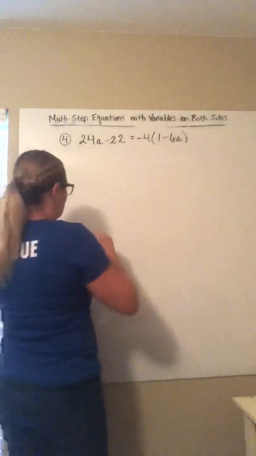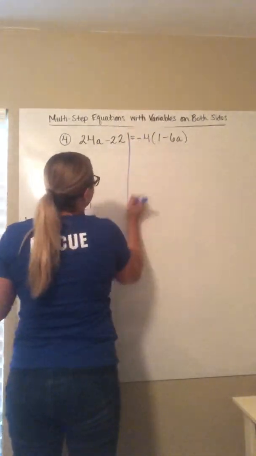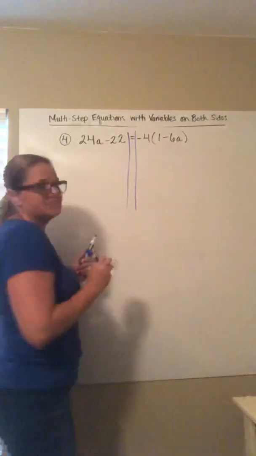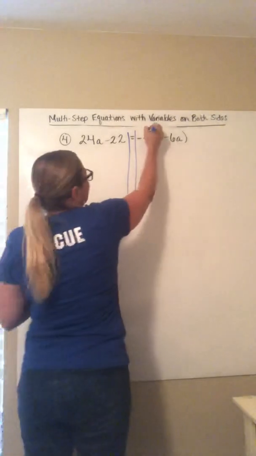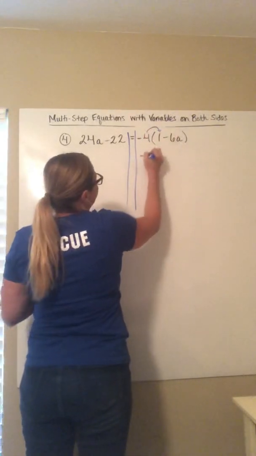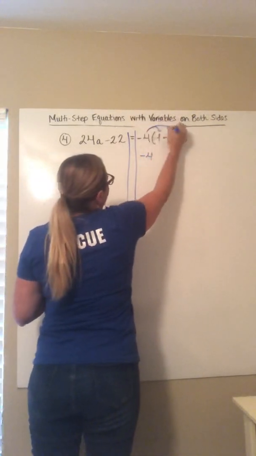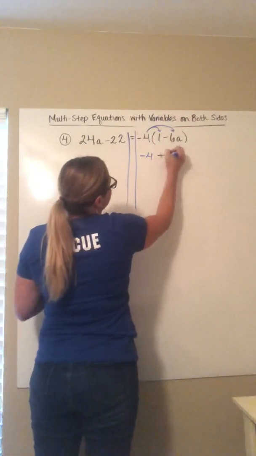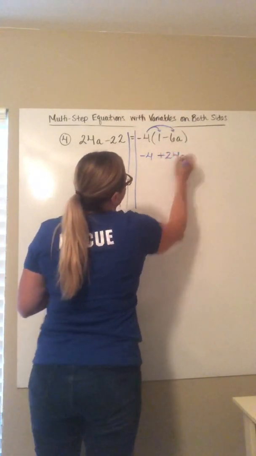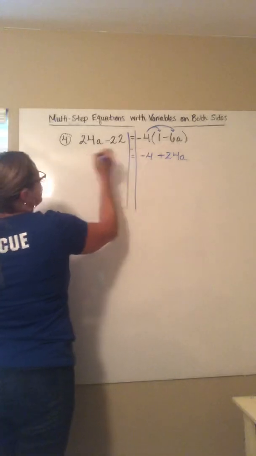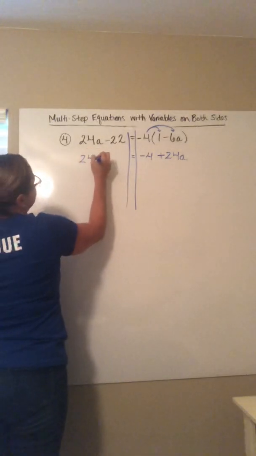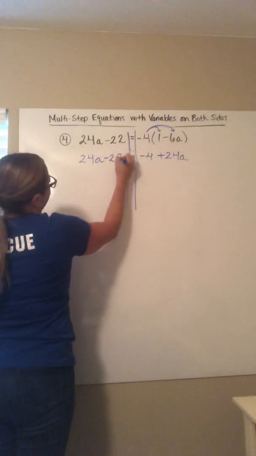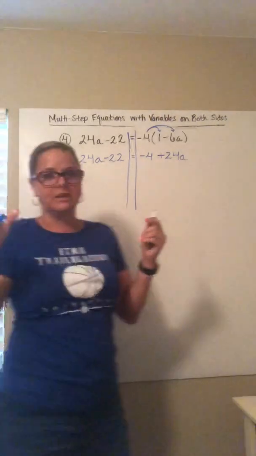Here we go. Step 1, hopefully you're remembering your steps by now. Step 1 is to distribute. So negative 4 times 1 is negative 4. Negative 4 times negative 6 is positive 24, and that a stays on there. I'm going to bring everything else down. At this point, my antennas start tingling.